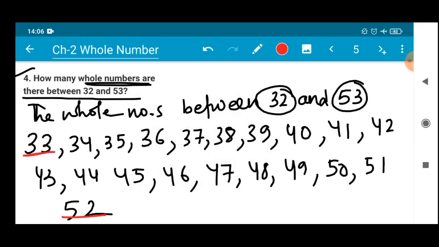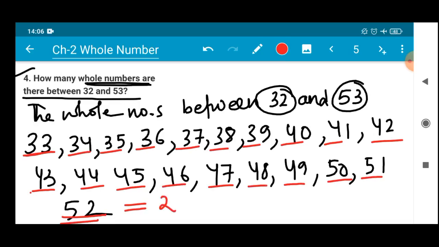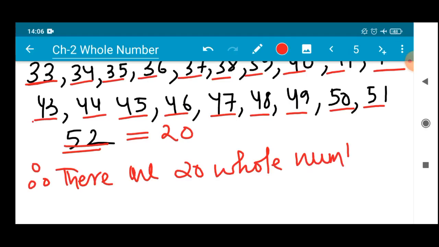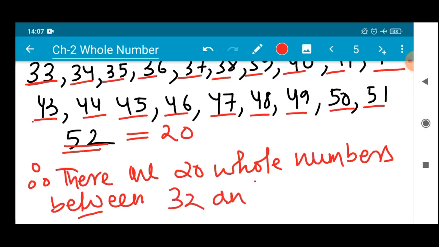So what are the numbers? Counting them: 1, 2, 3, 4, 5, 6, 7, 8, 9, 10, 11, 12, 13, 14, 15, 16, 17, 18, 19, 20. So you can write the whole numbers between 32 and 53. There are 20 whole numbers between 32 and 53. So you can write at the last: therefore, there are 20 whole numbers between 32 and 53. So this is how we do it.